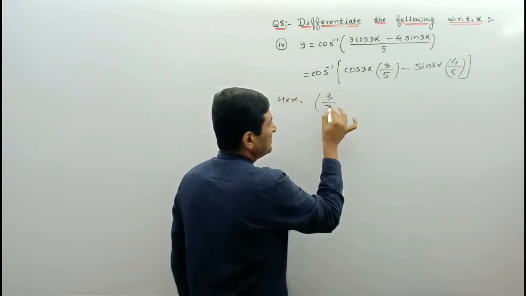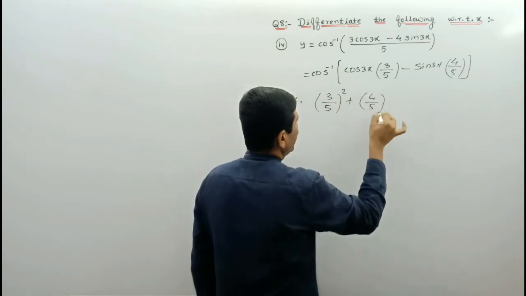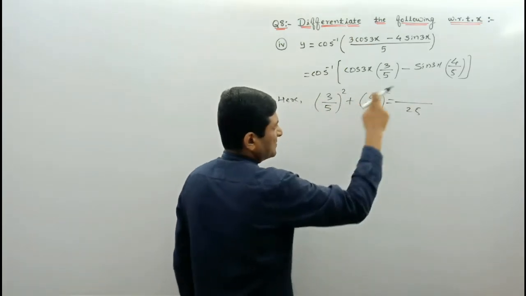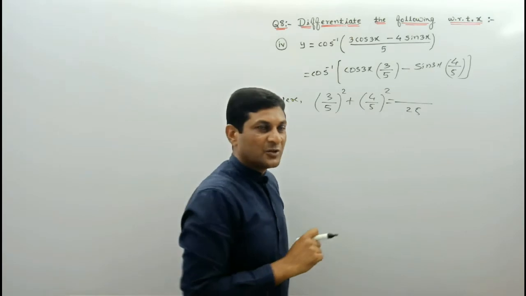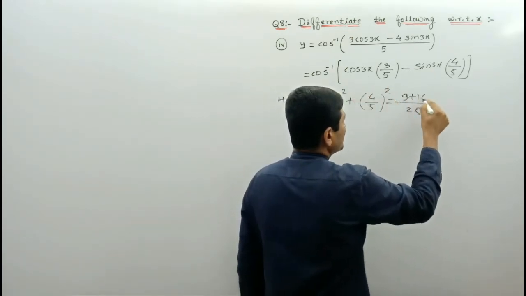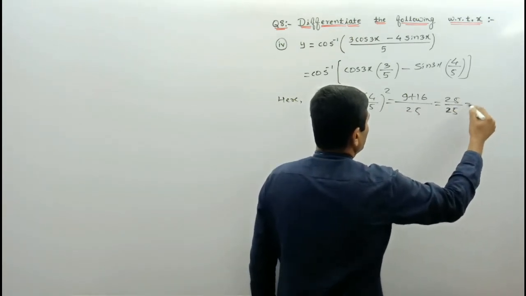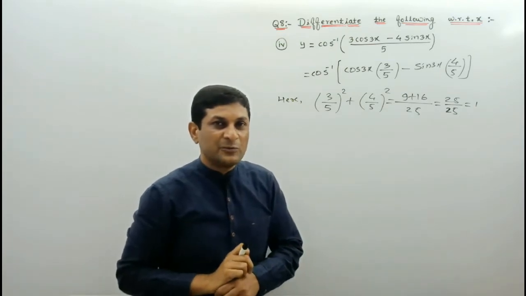So here 3 by 5 square plus 4 by 5 square will be equal to, observe that the denominator of both the terms is square of 5, means 25, and here also 25. Since denominators are the same, we are adding the numerators. So square of 3 is 9 and square of 4 is 16, which is equal to 25 upon 25, which equals 1. So we have proved that the sum of squares of these two numbers is equal to 1.